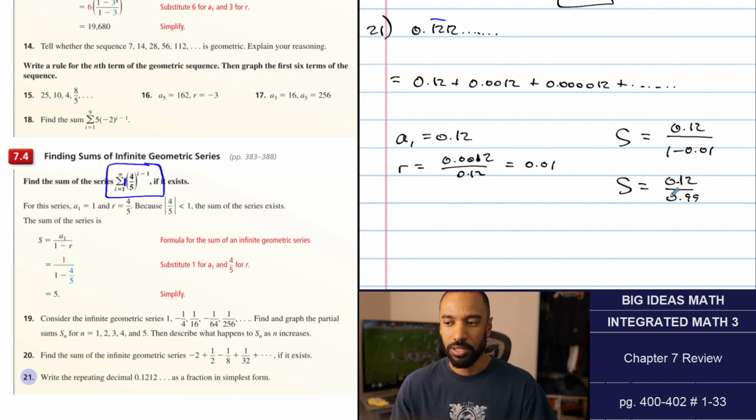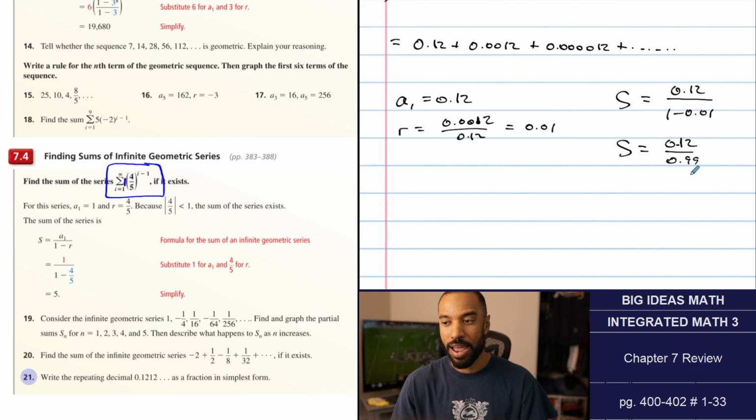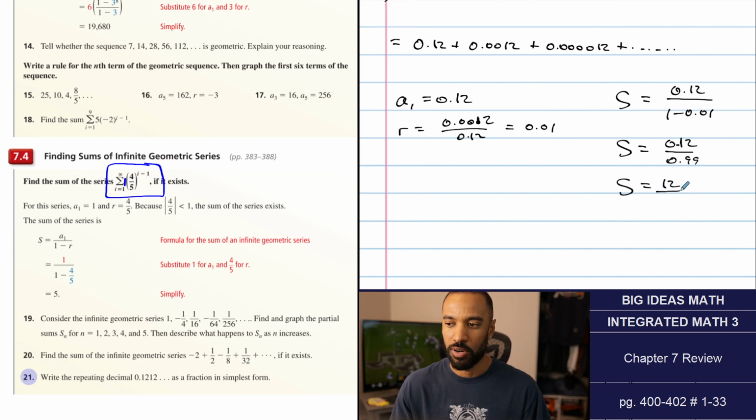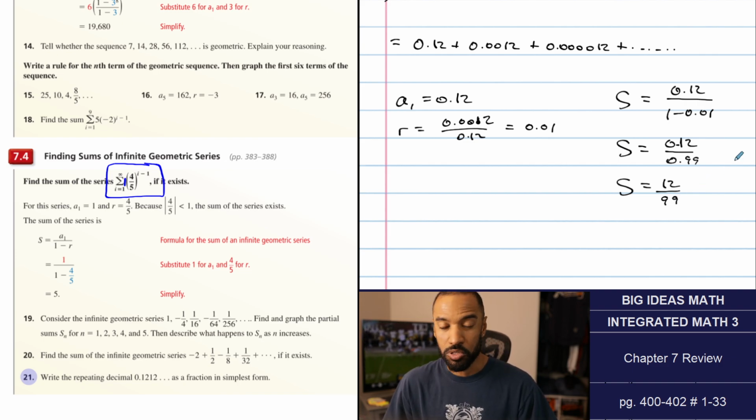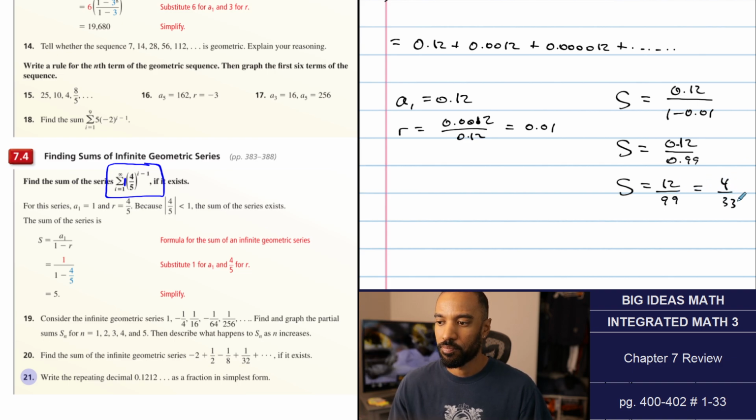Now, you don't want to go to the calculator. They actually want you to have a simplified fraction. They say fraction in simplest form. Multiply both of these by 100, shift the decimal place over, you get 12 over 99. Now, that's not reduced because these can both divide by 3, so you get 4 over 33.